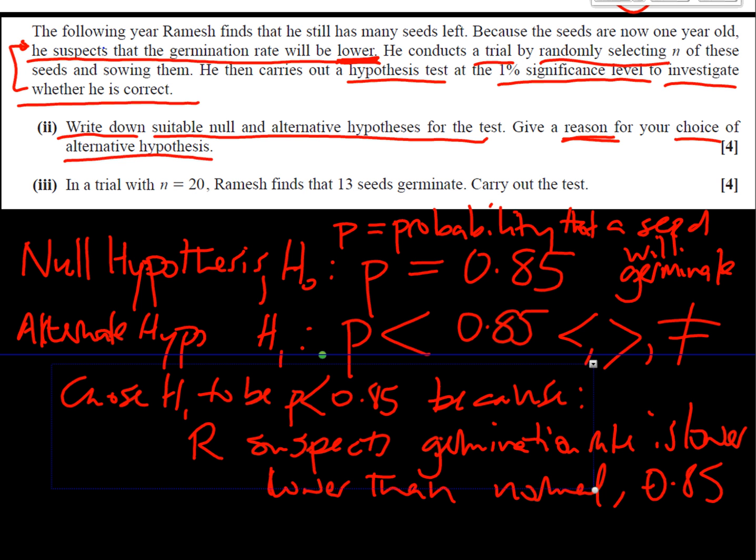Okay, what does it then ask us to do in part 3? It says in a trial with n equals 20, Ramesh finds 13 seeds germinate. Okay, well that's what we've got here, this is what we call our test data. This is a test he's carried out and he's got a result. So there's our test data. And then they ask us to carry out the test. Okay, so let's work our way through the next part of this.